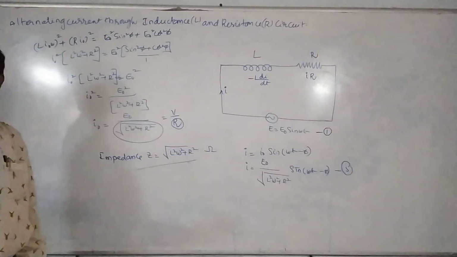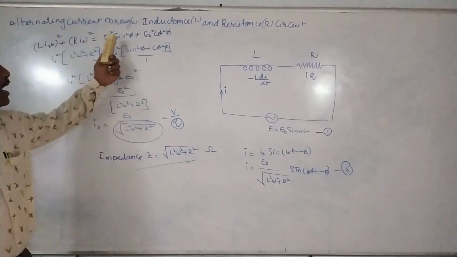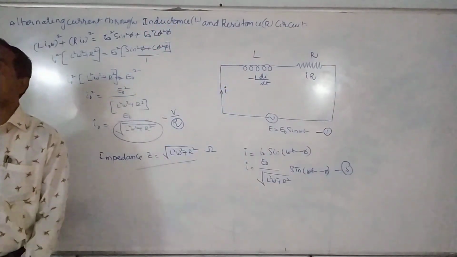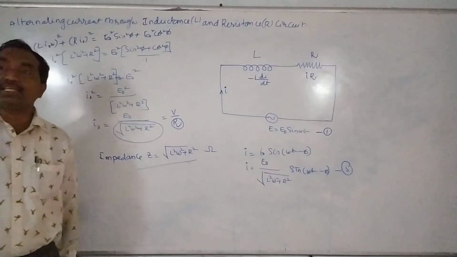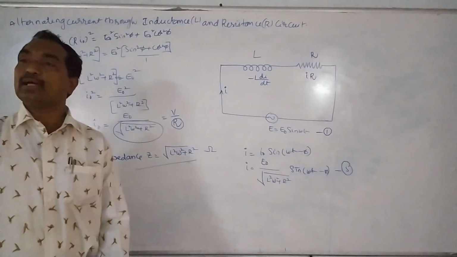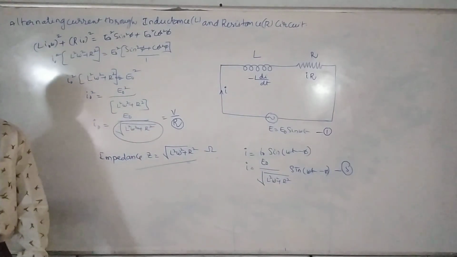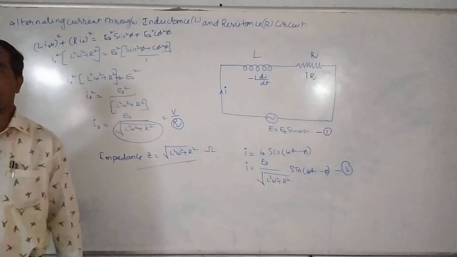This is one of the methods to analyze the alternating current which is passing through the inductance and resistance. Of course, one more method is there, that is the vector rotation method. That is a very simple method. We can calculate it; it will be seen in my next class.